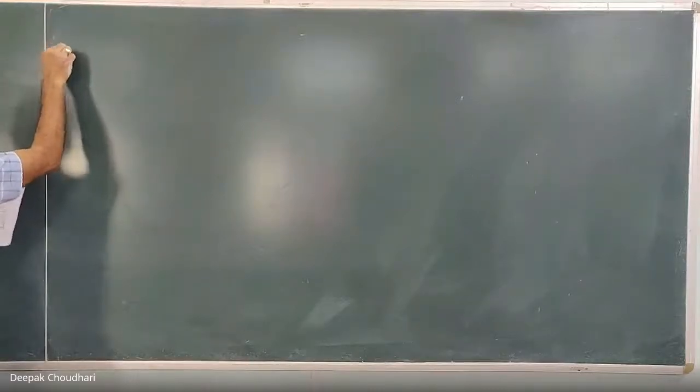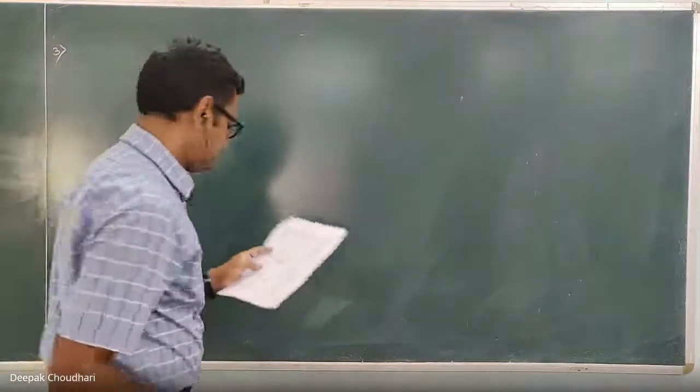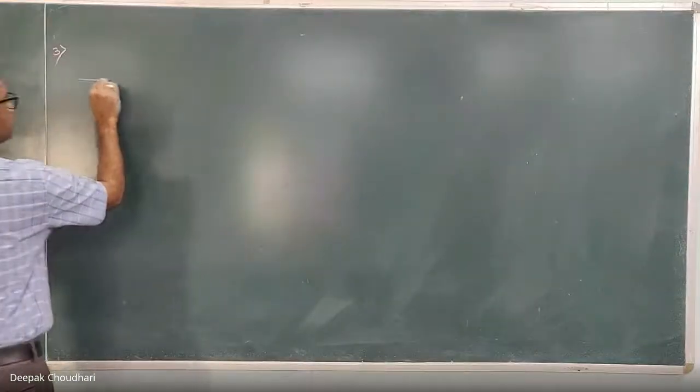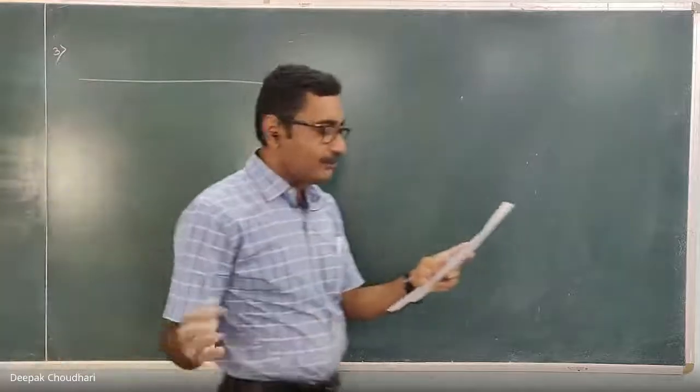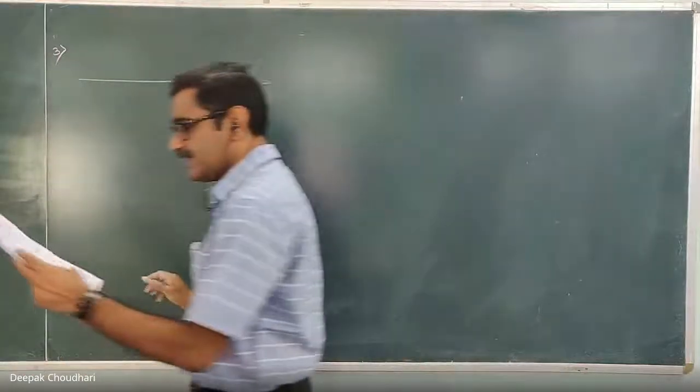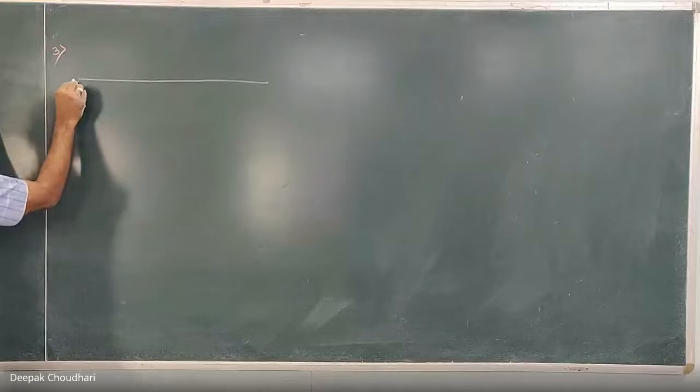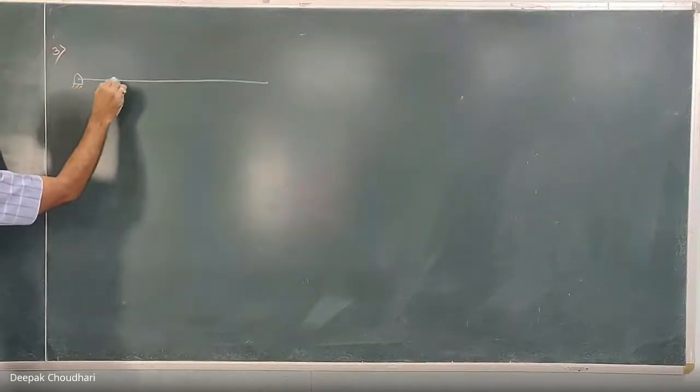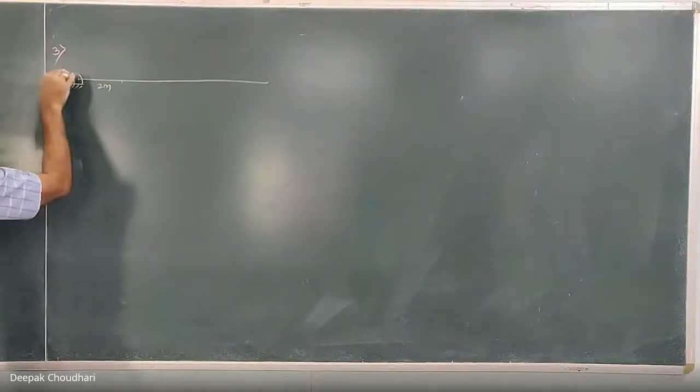We'll solve sum number 3. Sum number 3. The figure is given. Find the support reactions at A and B for the beam shown in the figure. Here the beam is given. I am drawing that beam. At A there is a hinge support. Here, this point is A.